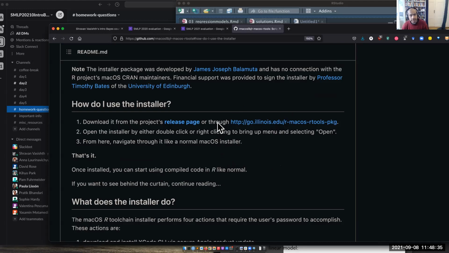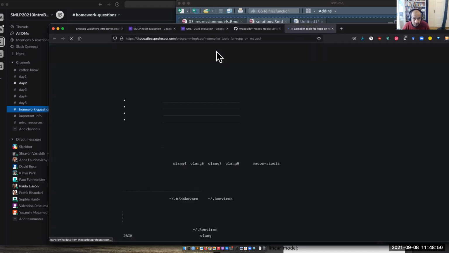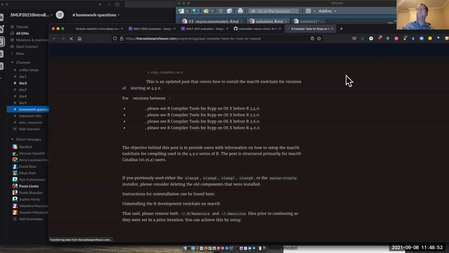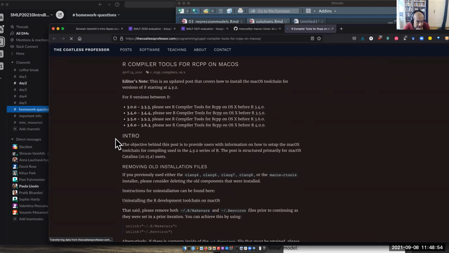I do remember vaguely that I had the same problem with this toolchain thing, and it has something to do with Big Sur. What I did, if I remember correctly, is that I actually checked what the toolchain does, and I did it by hand. That's how I solved that problem. But it seems that this guy, the Coatless Professor, has a blog which explains how to install.